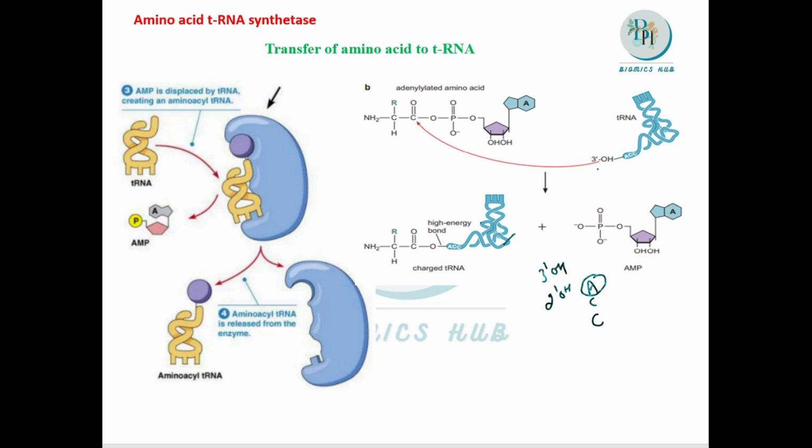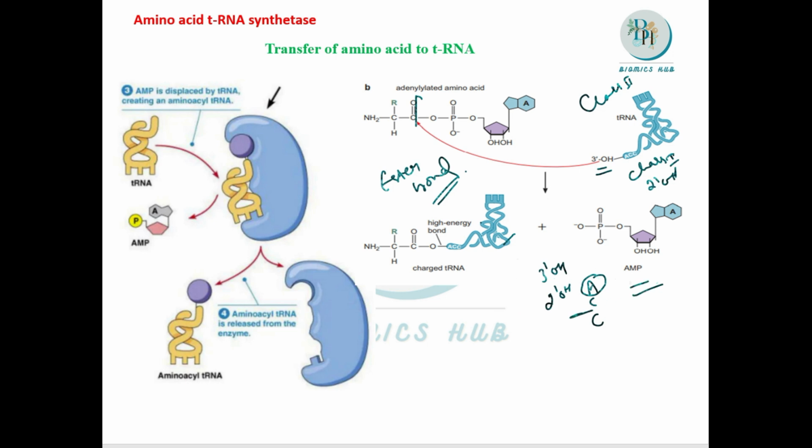When the 3' OH group is used, that means class 2 tRNA synthetase is working here. If the 2' OH group is used, that means class 1 tRNA synthetase is working. The 2' OH group attacks the carboxylic part of this adenylated amino acid, and it creates a bond. This bond is known as an ester bond. After this reaction, AMP is released.